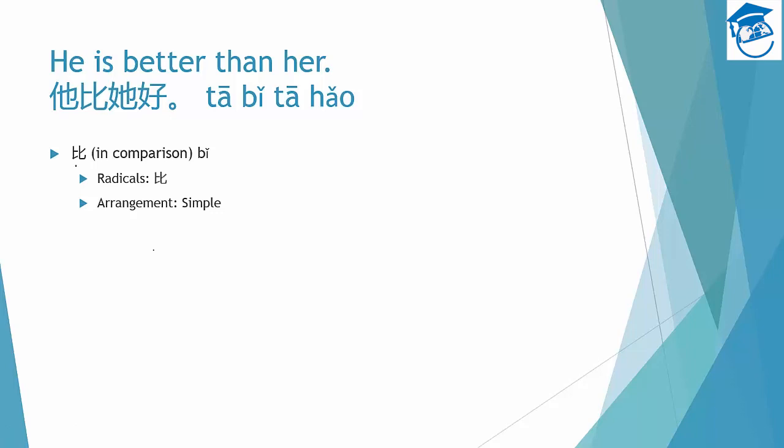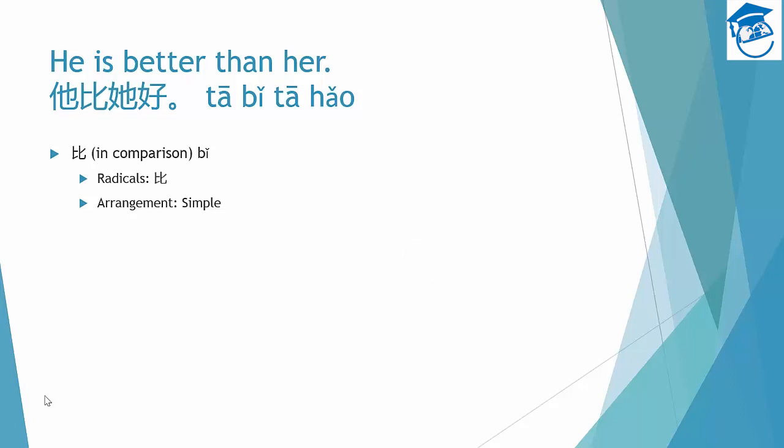So 比 is to give the adjective the comparative form. Like for example, better is the comparative form of good. So 比 can mean in comparison. This is the pinyin and this is the radical, and the arrangement is simple. So this is how to write 比: 1 2 3 4, just 4 strokes for this one, 比.